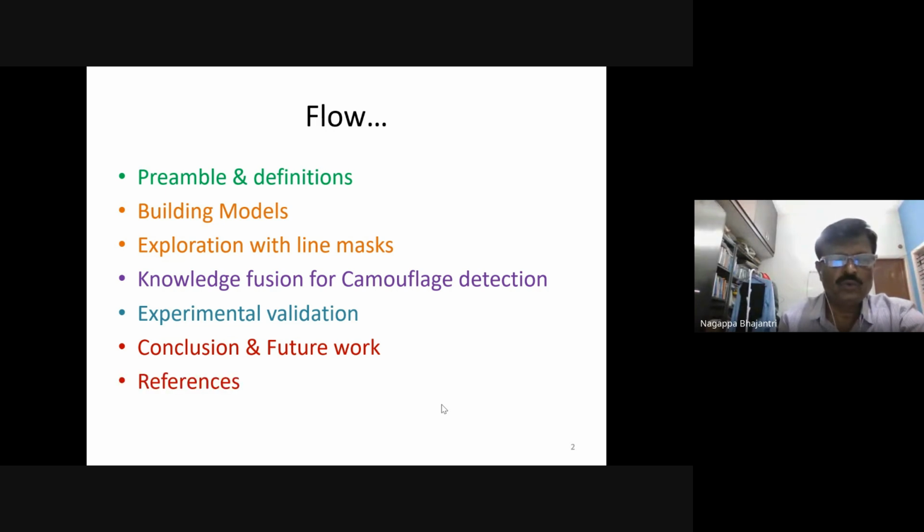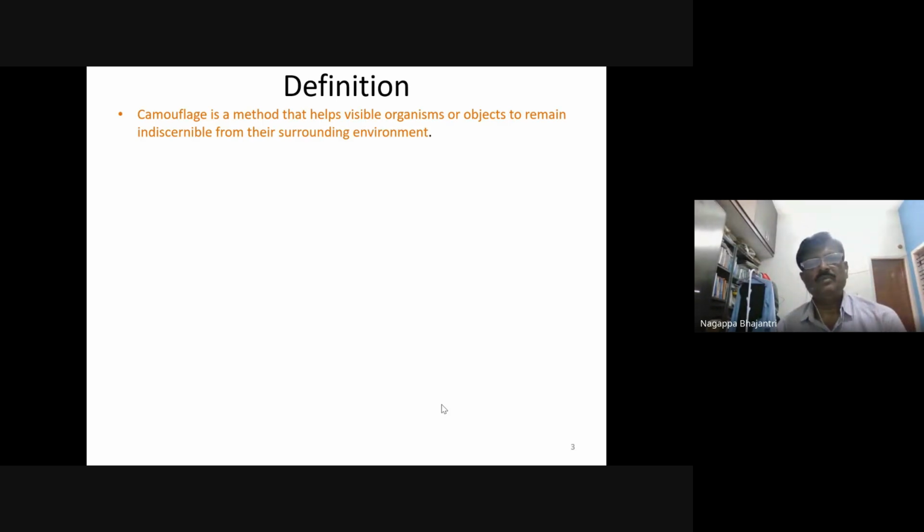And coming to the real work, camouflage is obscuring objects in a background. So background and foreground have a similarity. Sometimes animals use that, especially reptiles and some other animals, which have a nature's gift for them. So that is a visual organism or object remaining indiscriminable from its surrounding environment.